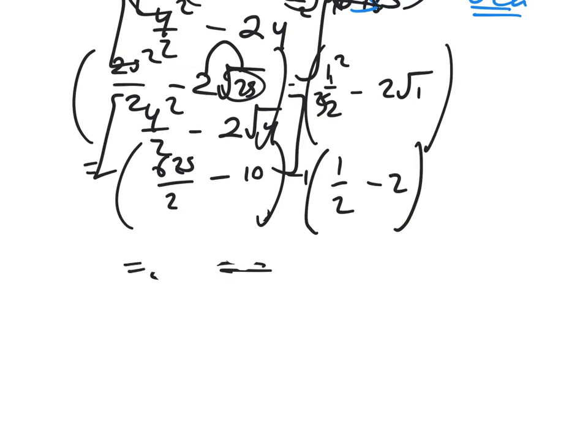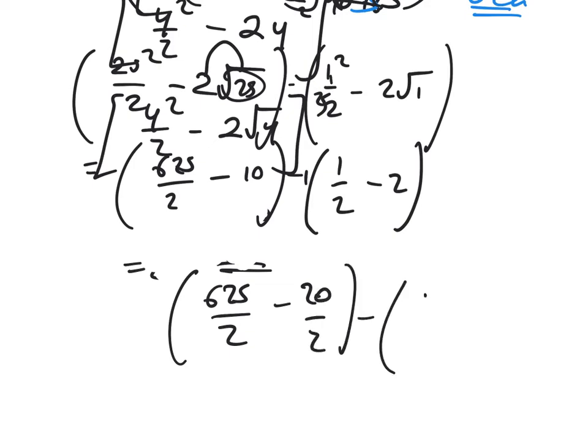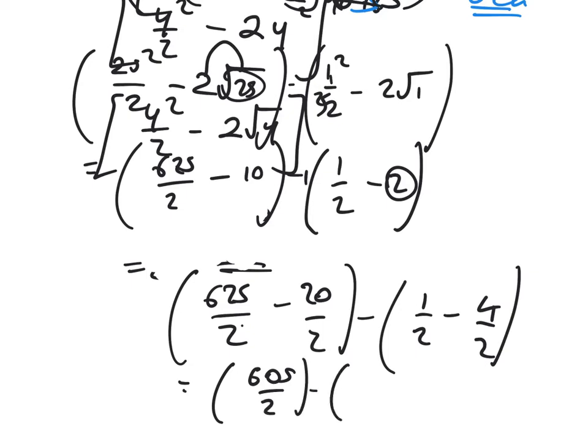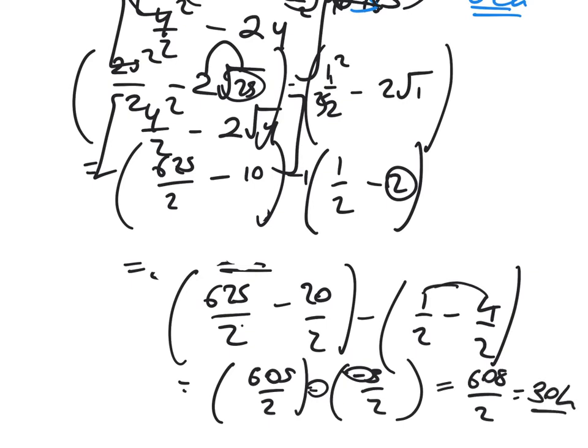Okay, so I'm going to get a common denominator here now. So that's 625 over 2 minus 20 over 2 minus, open up, 1 half minus, I'm going to change 2 into 4 halves. 625 over 2, take away 20 over 2 is 605 over 2. Minus 1 half, take away 4 halves is minus 3 halves. So that's 605 over 2 minus minus 3 over 2, that's 605 over 2 plus 3 over 2, which is 608 over 2. And that can simplify down to 304.